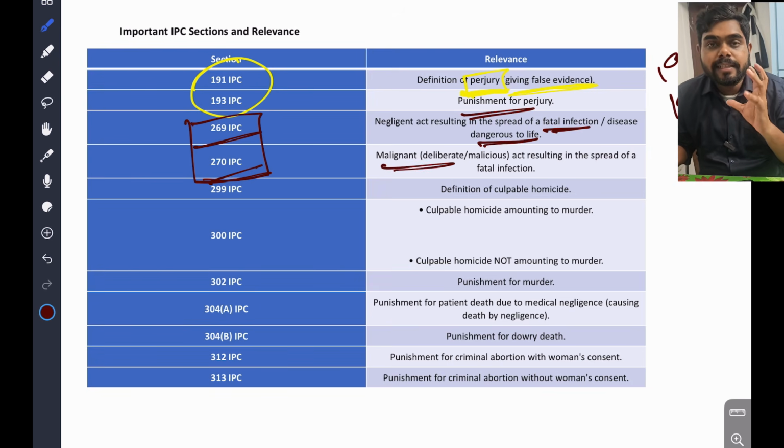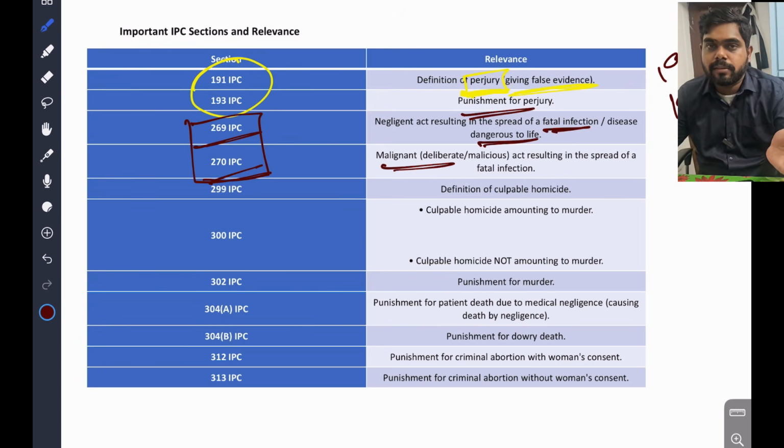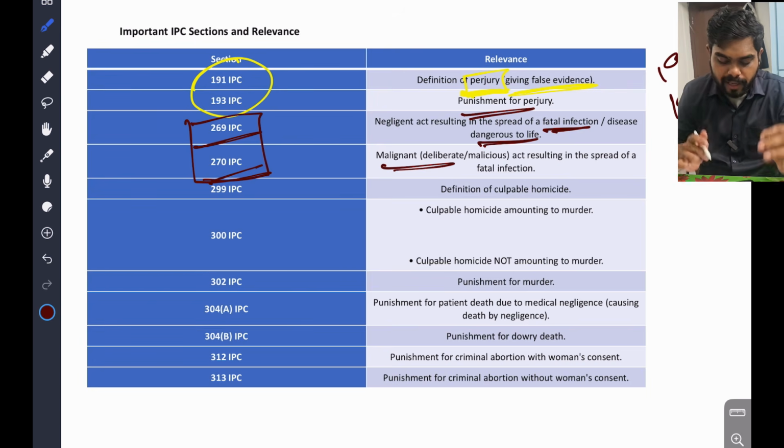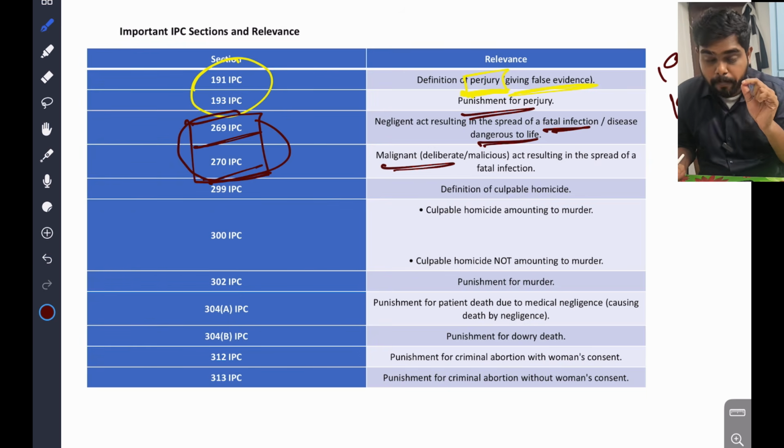For example, a person is HIV positive and he had sex with another person, but he didn't know he was HIV positive. So the spread was not malignant, not intentional. So unintentionally it happened. Imagine one person knows he is HIV or hepatitis B positive. He took some needle and pricked the other person intentionally. This is a malignant act. So these come under 269 and 270 IPC. The negligent act is 269, 270 is the malignant act, which is punishable.